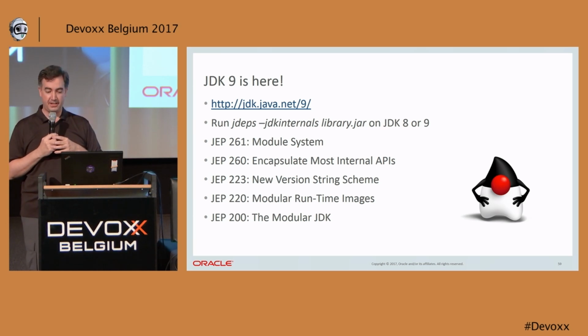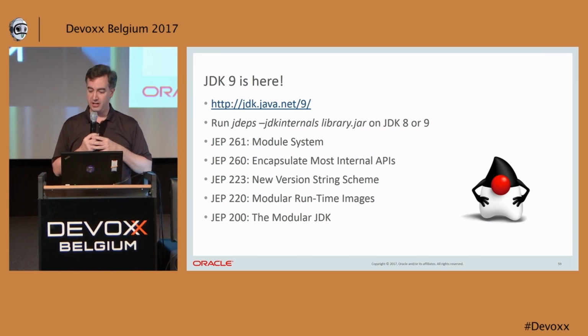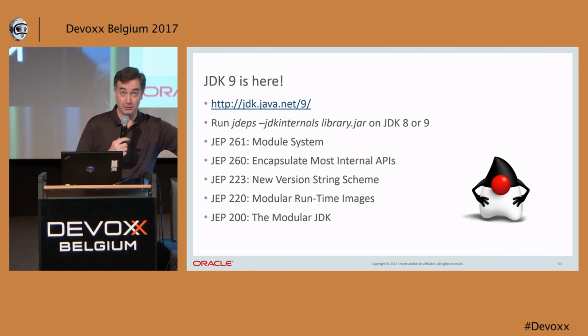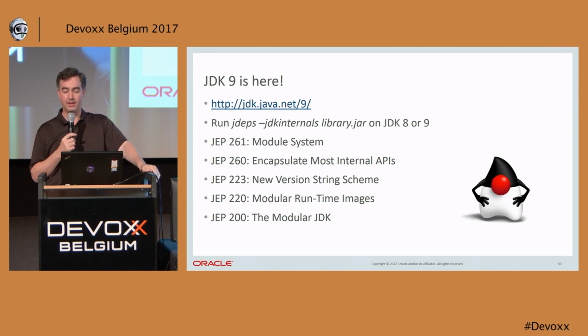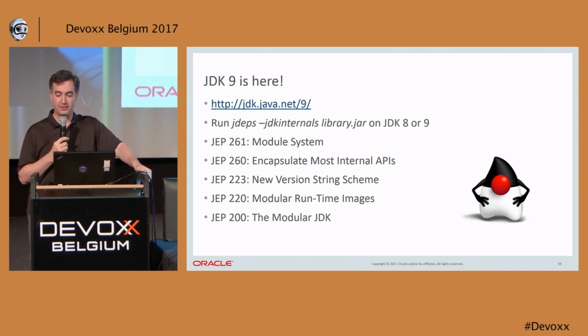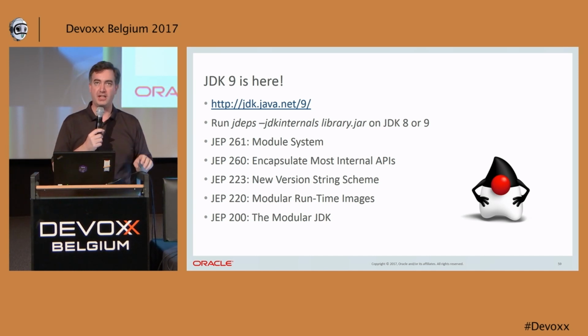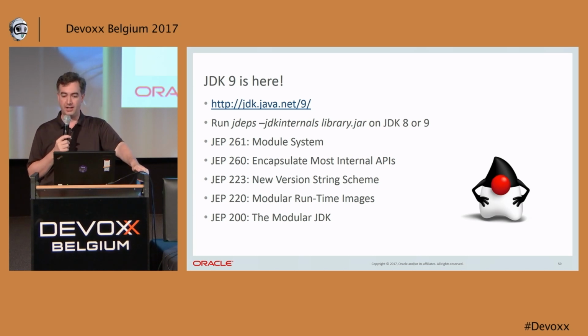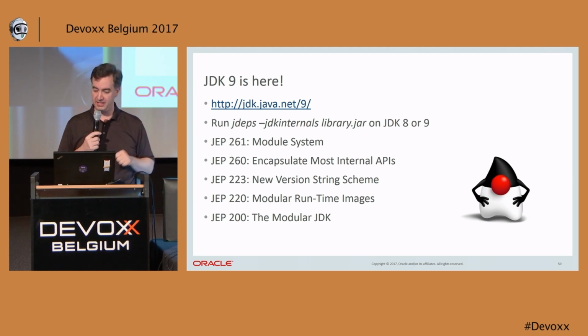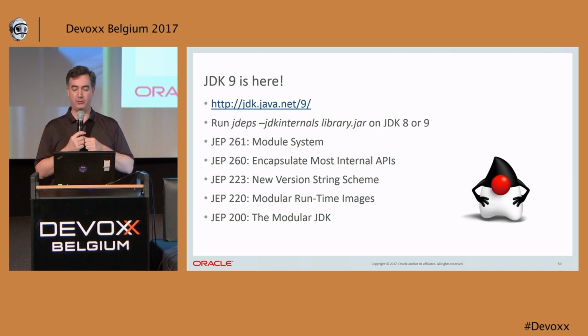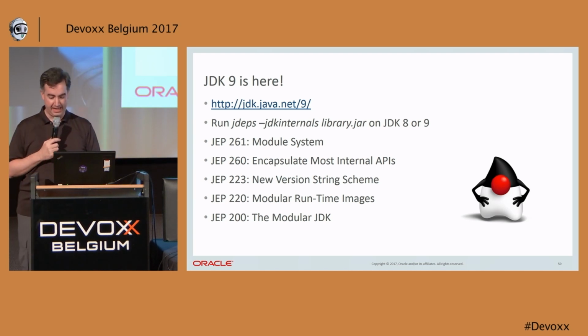There's also JEP 260, which identifies the JDK internal classes that are exposed in JDK 9, exported for the time being. JEP 223, which defines the new version strings, and JEP 220, which describes the changes to the structure of the JDK, including how rt.jar has gone away. And finally, JEP 200 gives an overview of the JDK modules themselves, but if you've read JEP 261, there won't be any surprises in that.